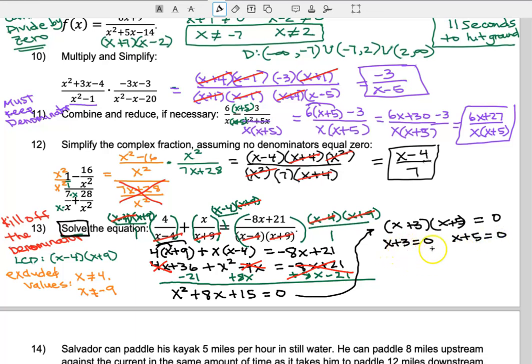So here I just need to subtract the 3 over, x equals, sorry, I meant negative 3. And subtract the 5 over here, and x equals negative 5. And so those are 2 answers, right? Negative 3 and negative 5.